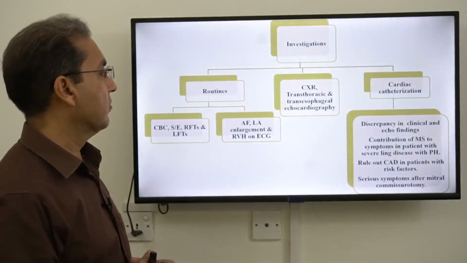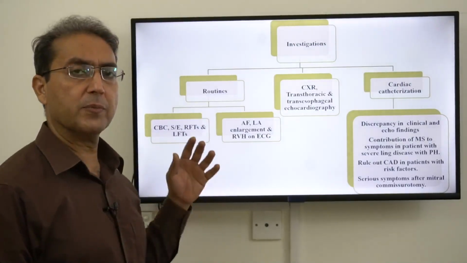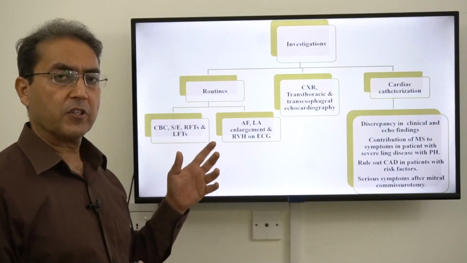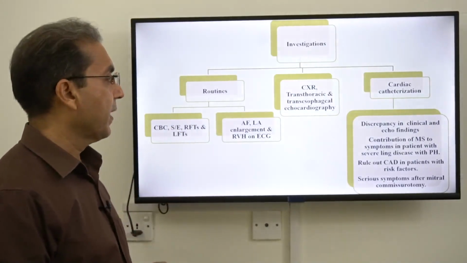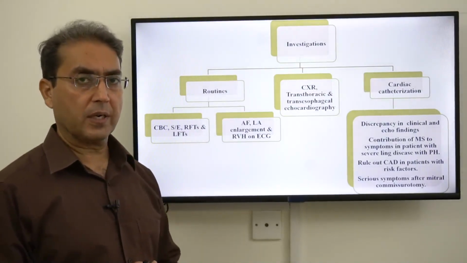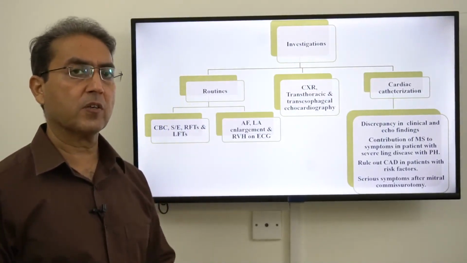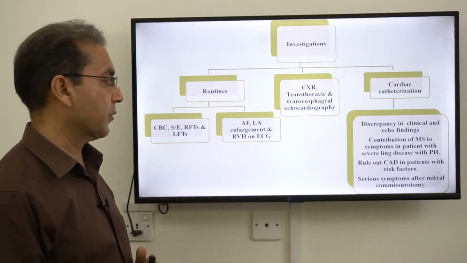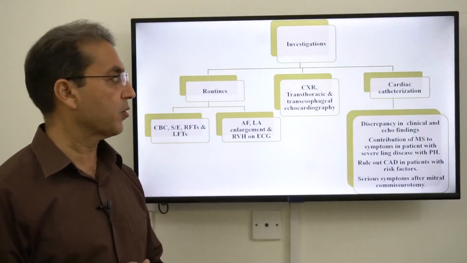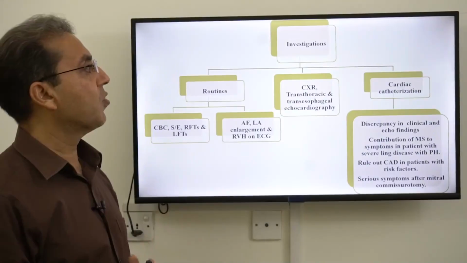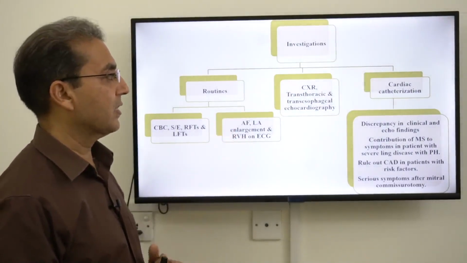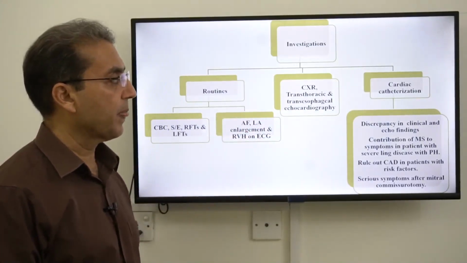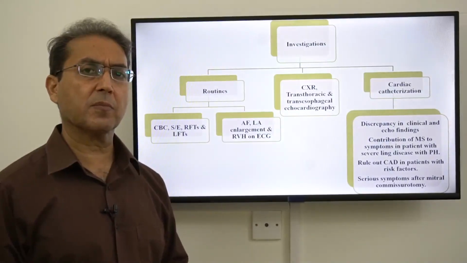Then investigation, we go for routine investigations, for example, CBC, serum electrolytes, renal function testing, liver function testing, and the coagulation profile. The ECG shows a sinus rhythm, or if the patient has atrial fibrillation, you may find atrial fibrillation. There is left atrial enlargement, and there may be right ventricular hypertrophy on the ECG. Then we go for imaging. Imaging includes chest X-ray, transthoracic and transesophageal echocardiography. We can go for cardiac catheterization in some cases.